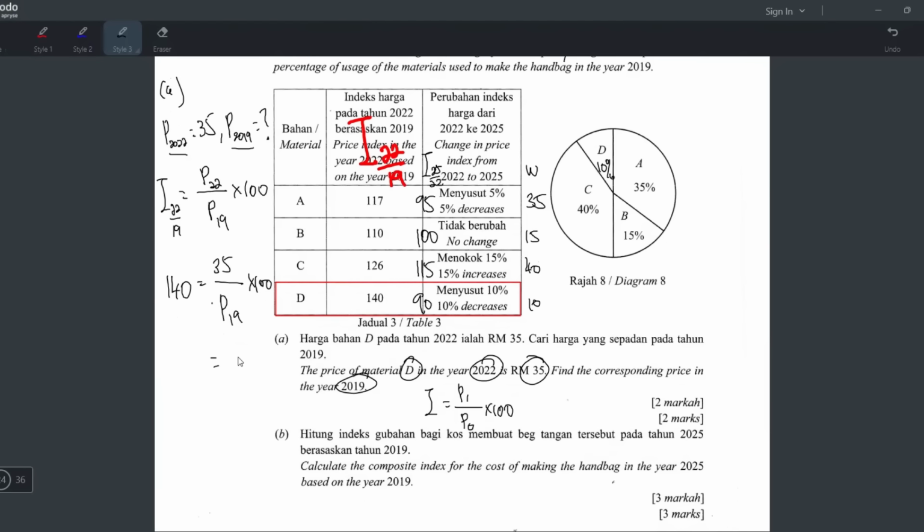Okay, now we can find this. How to find P19? Okay, I will do very slow for you. Times 100, so divide 100. 140 divided is 1.4. To find the P19, very easy.